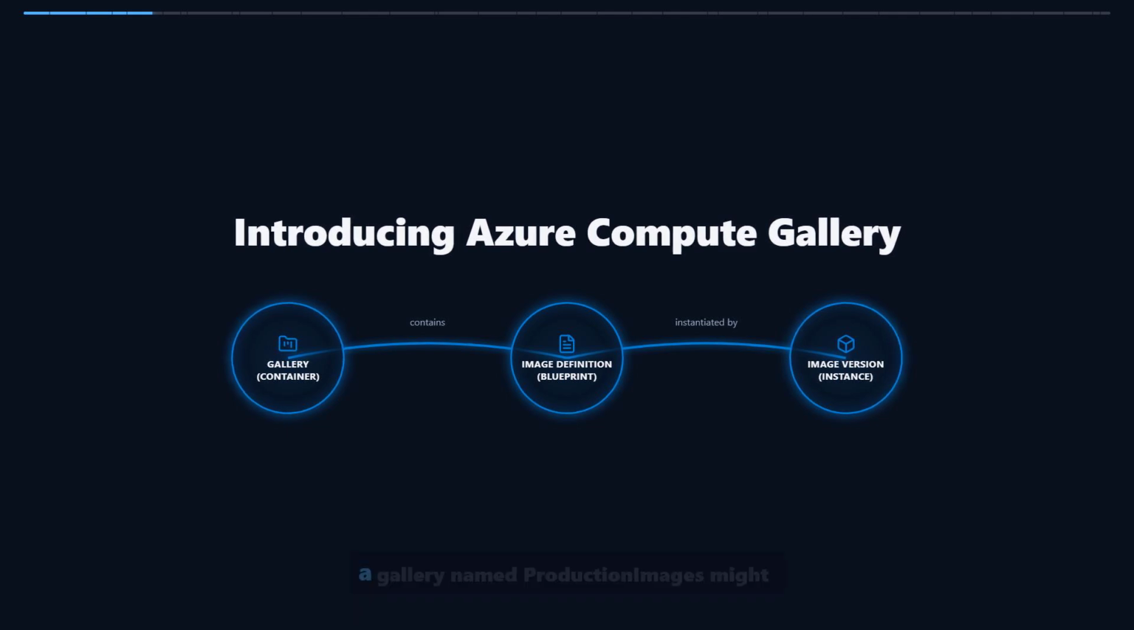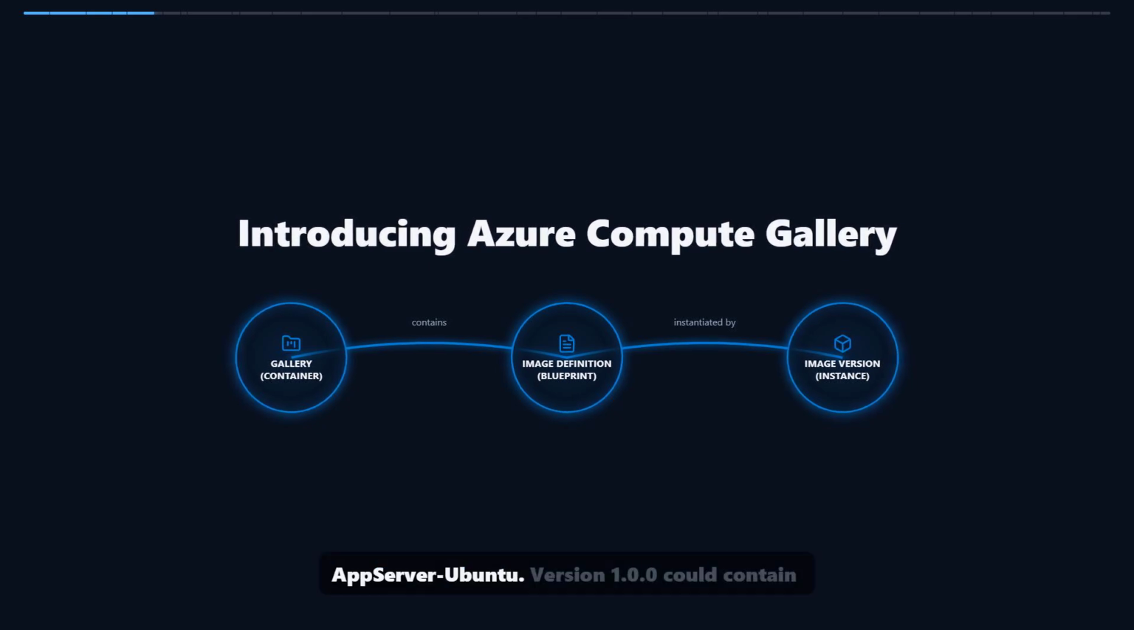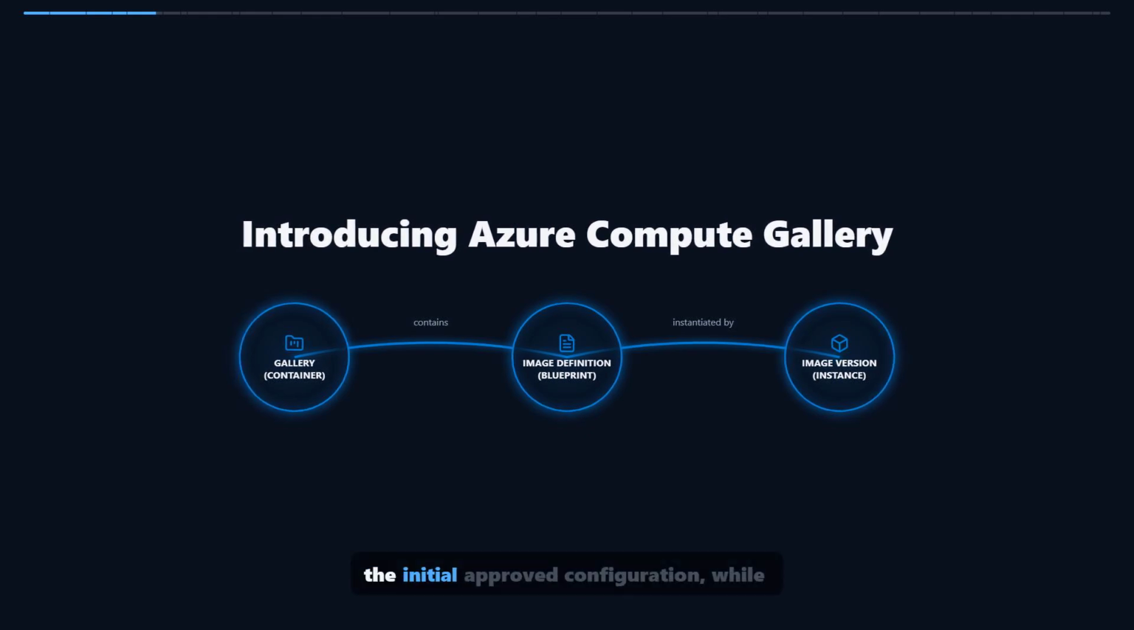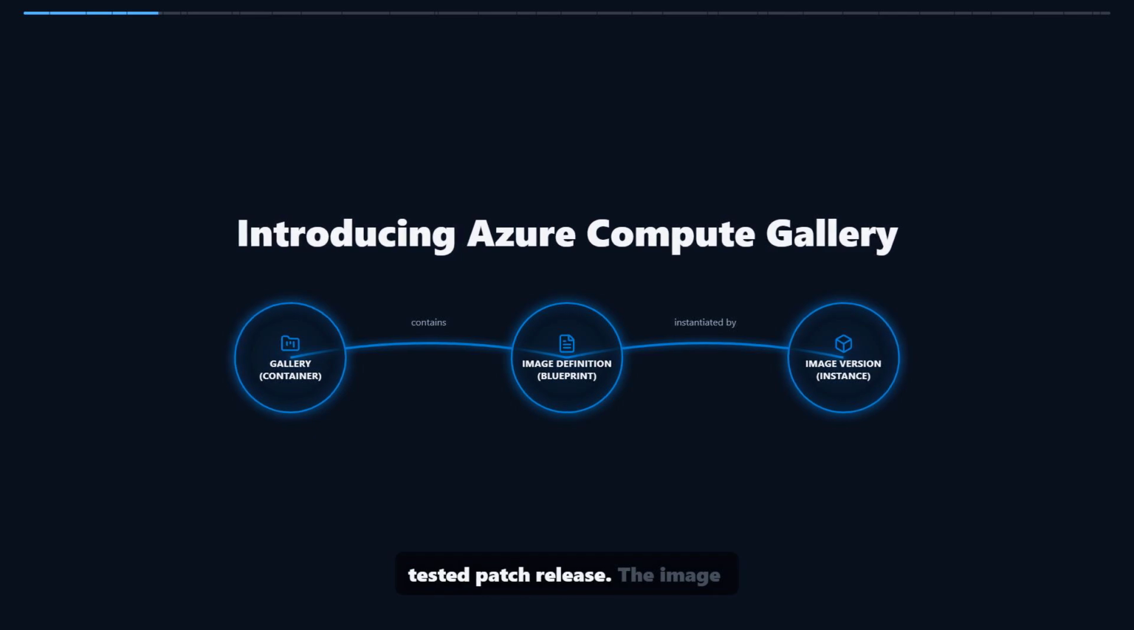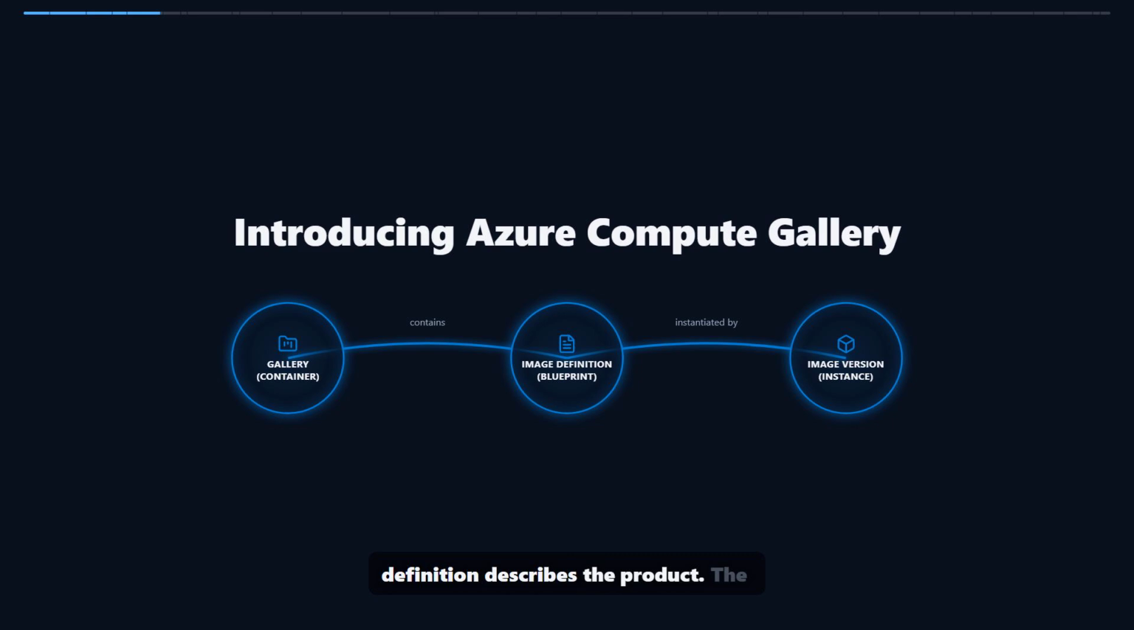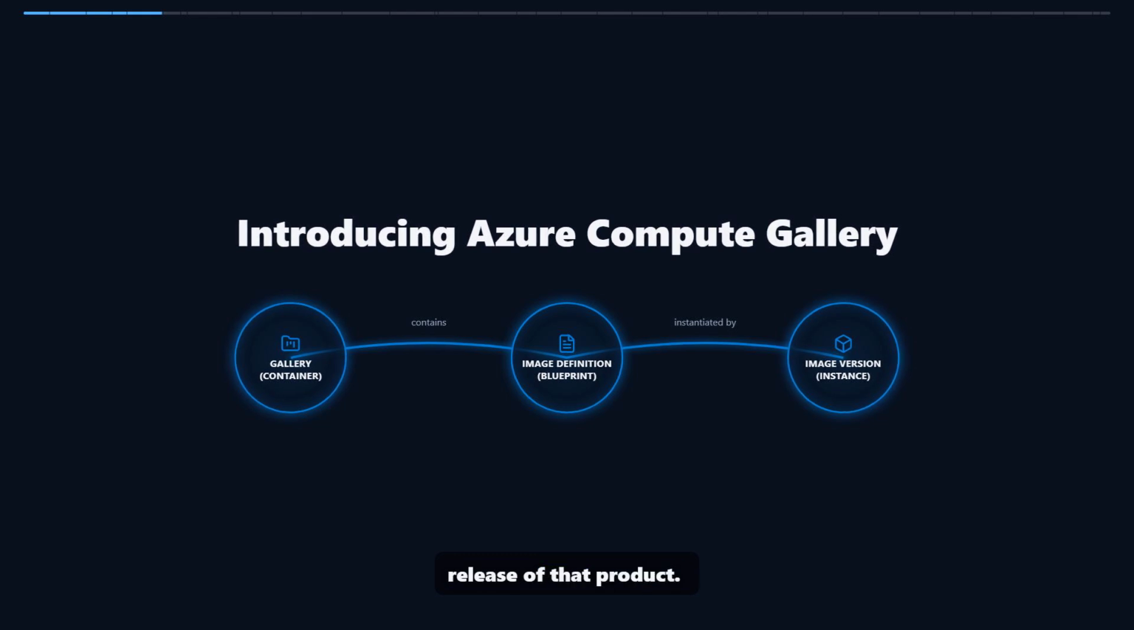For example, a gallery named Production Images might contain an image definition named App Server Ubuntu. Version 1.0.0 could contain the initial approved configuration, while version 1.0.1 contains the next tested patch release. The image definition describes the product. The image version contains a particular release of that product.